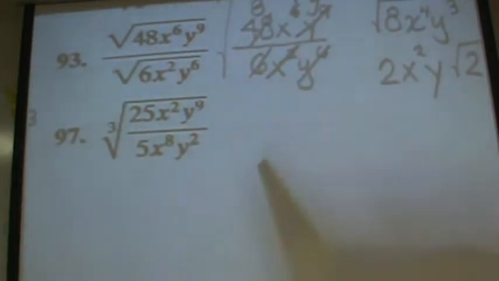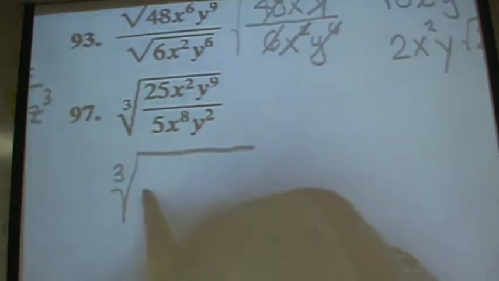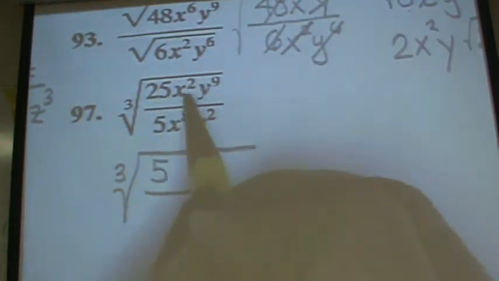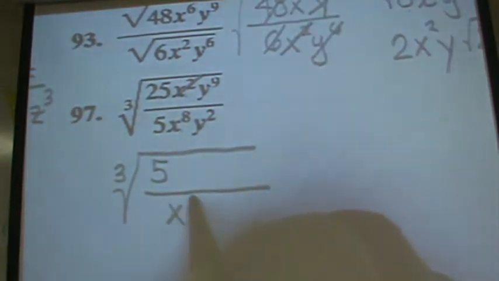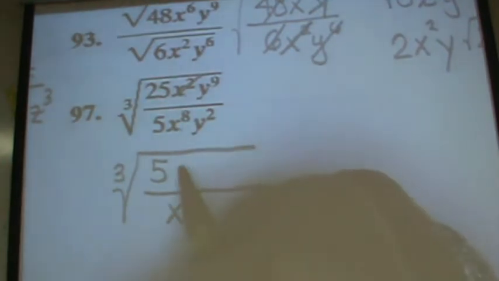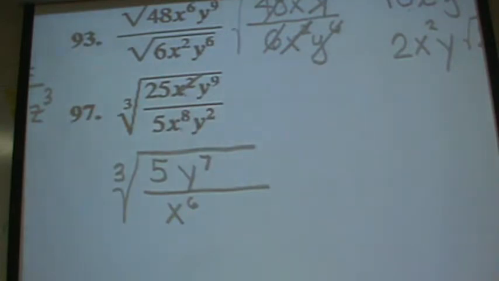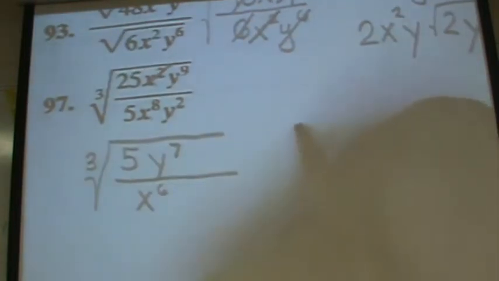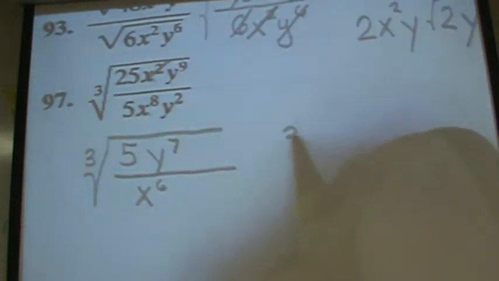And 97. We're going to simplify this because they're both cube root, numerator and denominator. Here we go. 5 goes into 25 5 times. We've got 2 x's here, but we've got a lot here, so we've got an extra 6 at the bottom. And we've got an extra 7 y's at the top. So, looking for 3 sets of 3 of these numbers, I know that's the cube root.